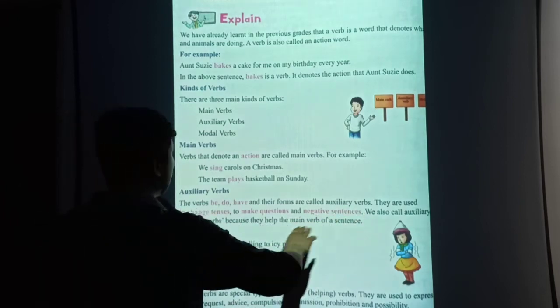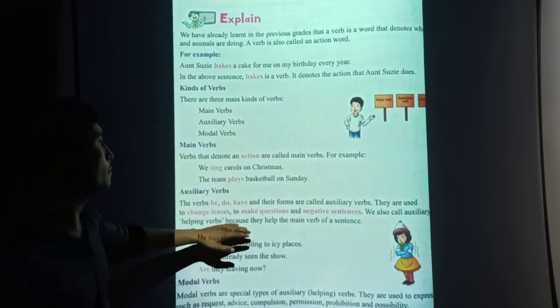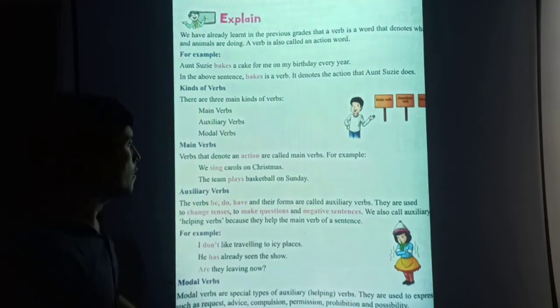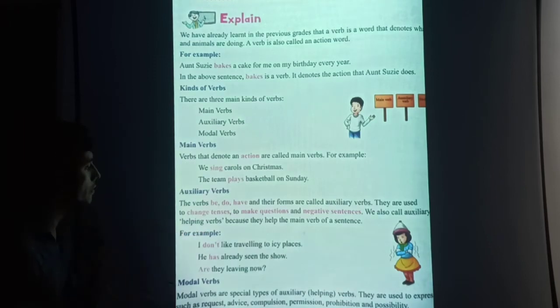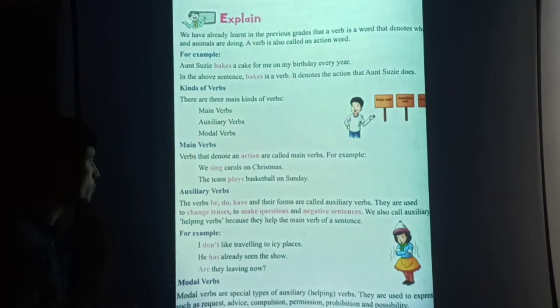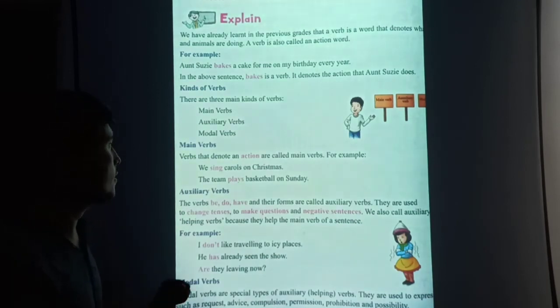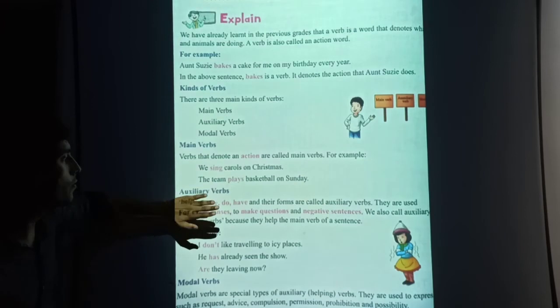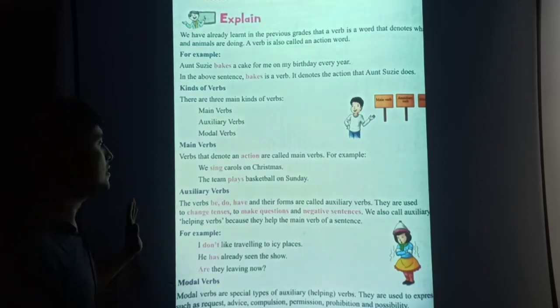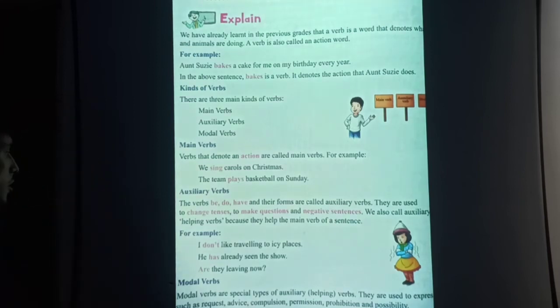We will see how they are used to change tenses and to make questions and negative sentences. We also call auxiliary a helping verb because they help the main verb of a sentence. And yes, as I have already told you, we call these auxiliary verbs helping verbs because these verbs help main verbs to depict tenses, question and negative part in the sentence. These verbs help the main verb to change tenses, make question and negative sentences.